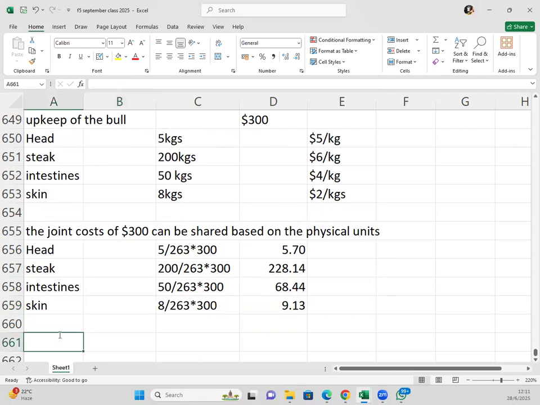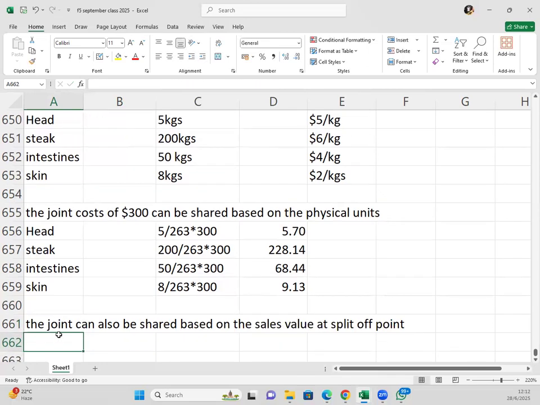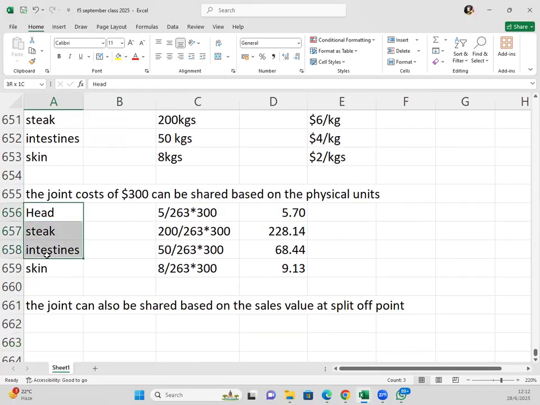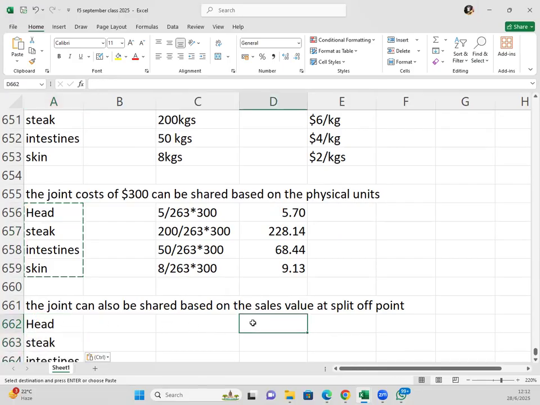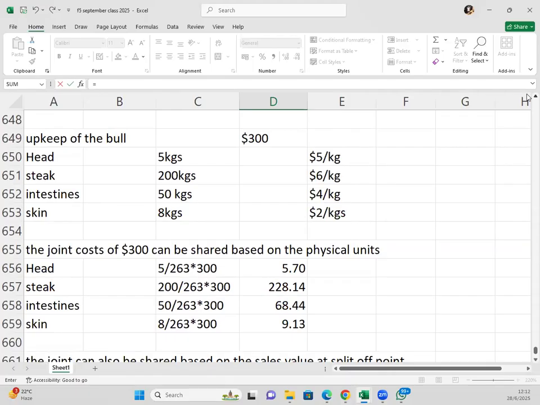So the joint cost can also be shared based on the sales value at split off point. If we are sharing based on the sales value at split off point, we would ask what is the total value. You are saying if you are to sell the head, what could you get?